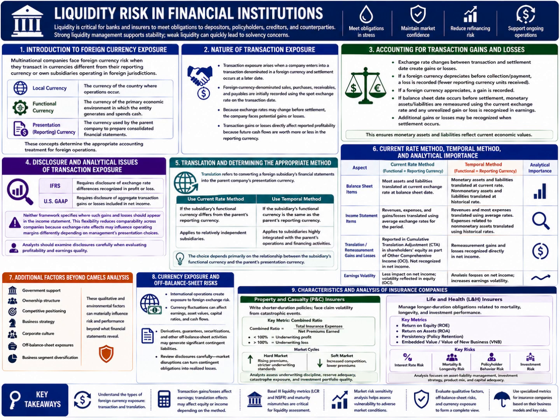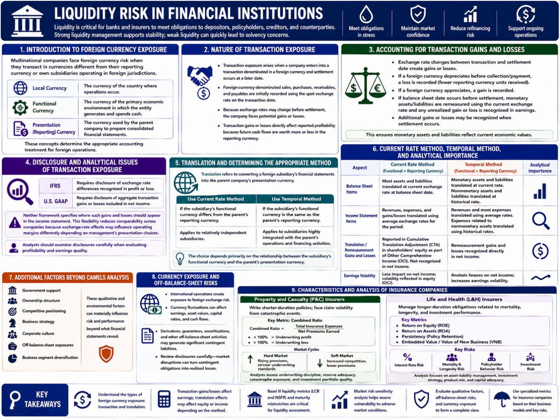Insurance operations are generally divided into property and casualty, P&C, insurers, and life and health, L&H, insurers. P&C insurers typically write shorter duration policies and face claim volatility from catastrophic events, while L&H insurers manage longer-term obligations related to mortality, longevity, and investment performance. These structural differences require specialized analytical techniques and performance measures.